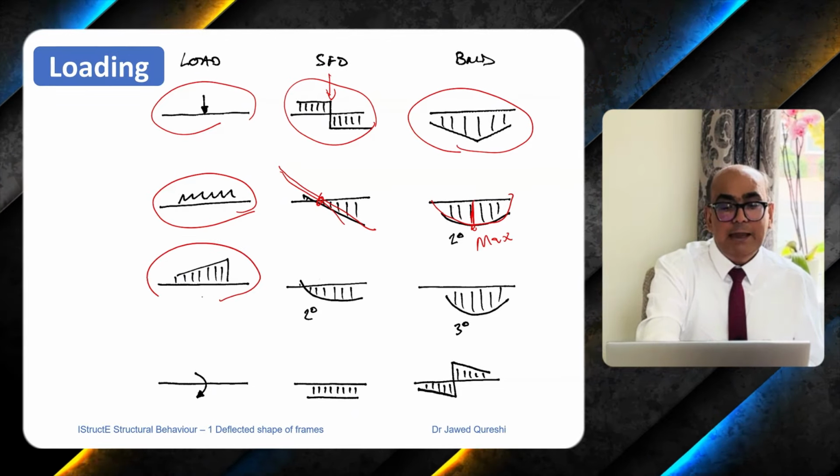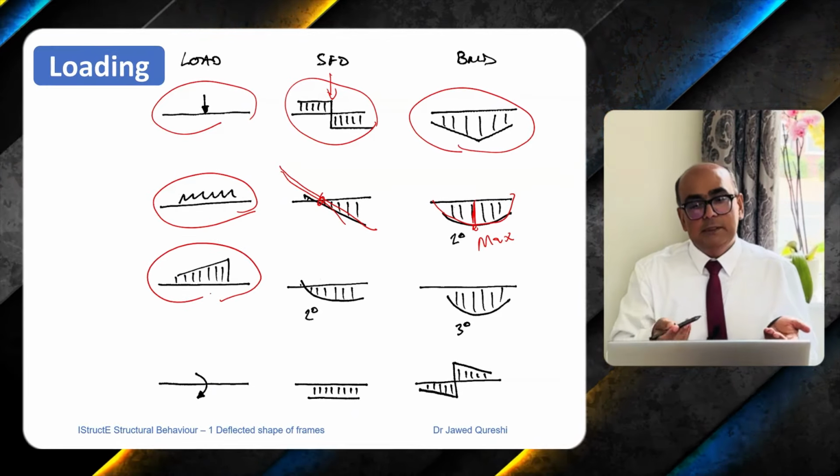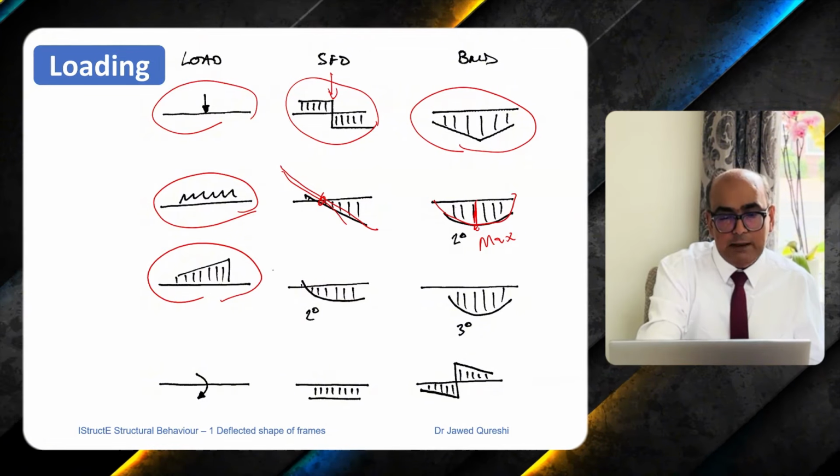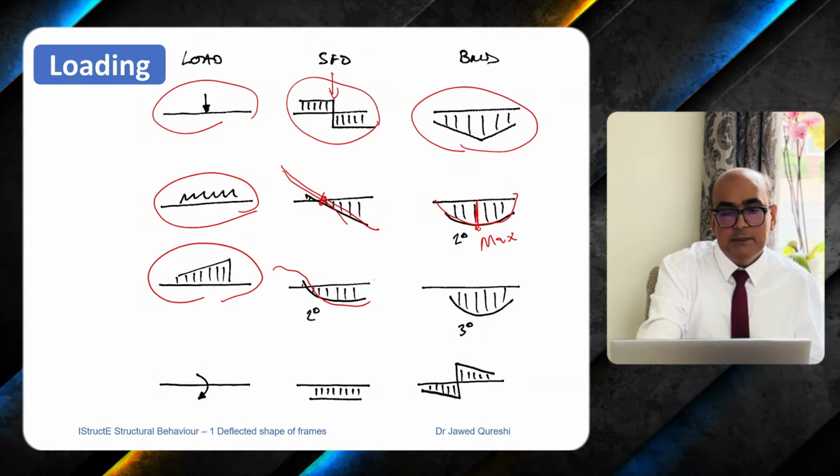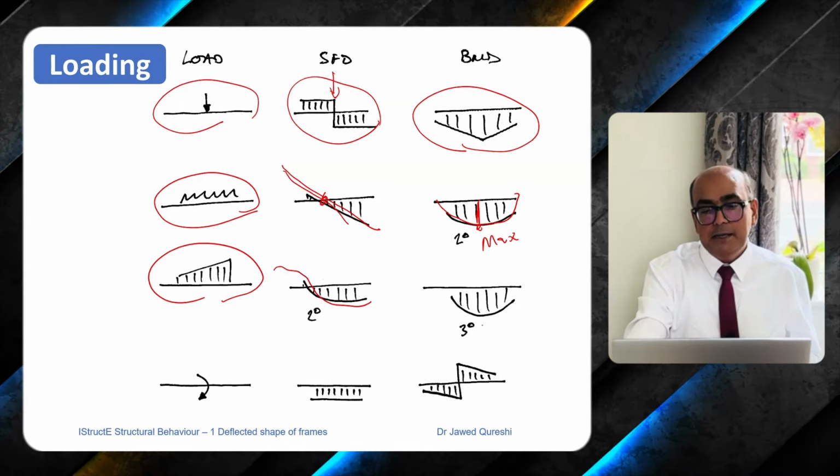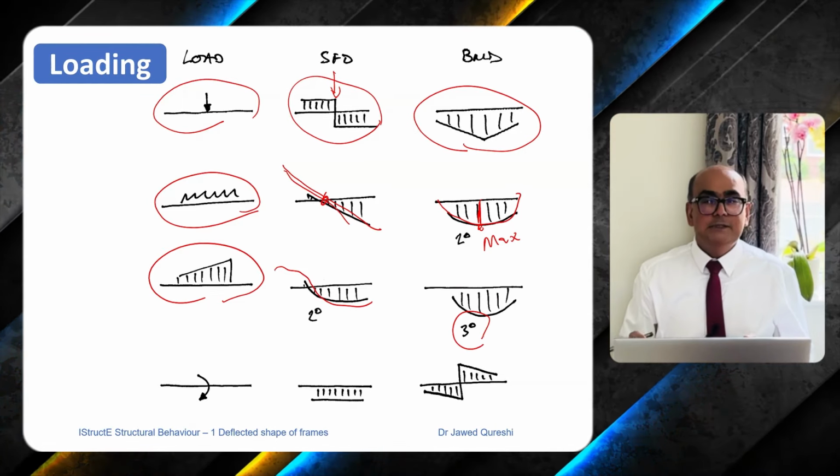How about if you have a uniformly varying load? In that case, you will have a 2-degree curve in shear force diagram, and in bending moment diagram you will have a 3-degree curve.